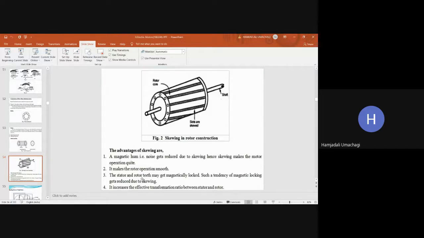Then the stator and rotor teeth may get magnetically locked. Such a tendency of magnetic locking gets reduced due to skewing. As I have told you, it is going to avoid the magnetic locking. If magnetic locking takes place, then the motor fails to rotate. Right. So to avoid that, we give the skewing. Then it increases the effective transformation ratio between stator and rotor. So energy is also going to be transferred very effectively from stator to the rotor. So all these are the advantages of skewing of rotor. That is the squirrel cage induction rotor.